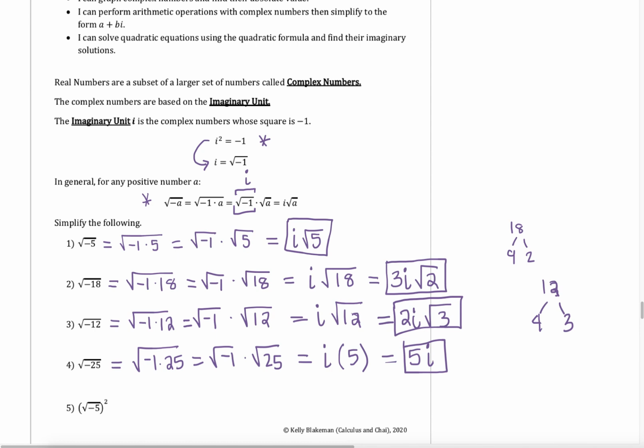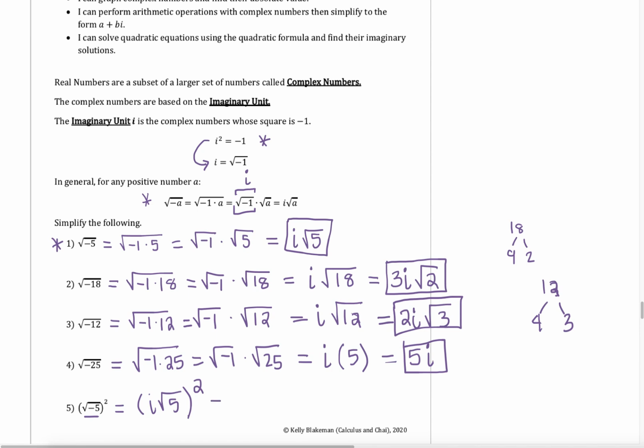Okay, let's look at example 5 here. We have the square root of negative 5 squared. What do we think our final answer will be for the square root of negative 5 squared? Well, let's find out and check what we think it could be. We simplified the square root of negative 5 up above in problem 1. So I'm going to go ahead and replace what that is equal to, which is i times the square root of 5. We have that whole thing squared just by using what the square root of negative 5 is equal to.